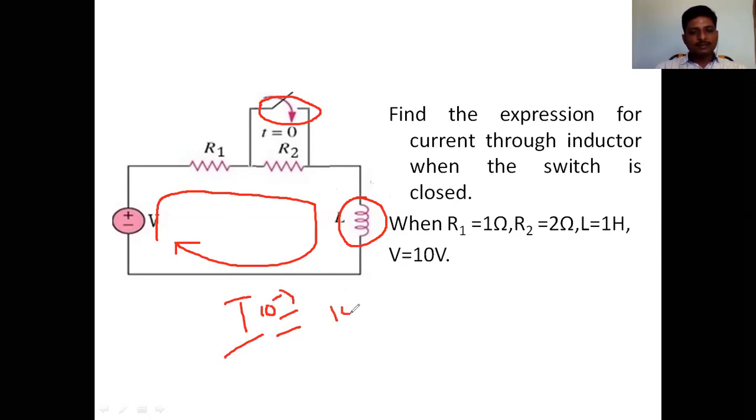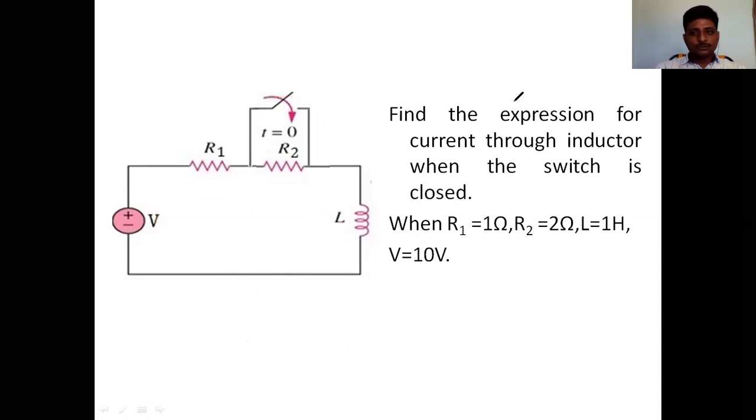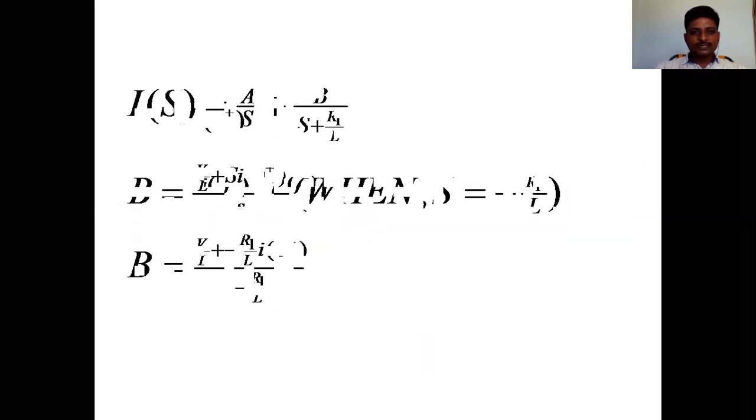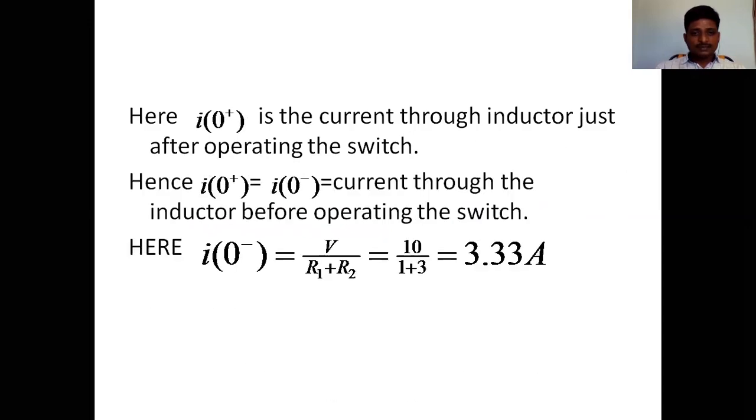So the current through the circuit before closing the switch, I of 0 minus, is equal to V by R. V is 10, divided by resistance. Resistance is R1 plus R2, because they are connected in series. So that will give you 10 by 1 plus 2, which means 10 by 3. That means 3.33 is the current flowing through the inductor before closing the switch. So I of 0 minus is equal to 3.33 amperes, which means I of 0 plus is also 3.33.